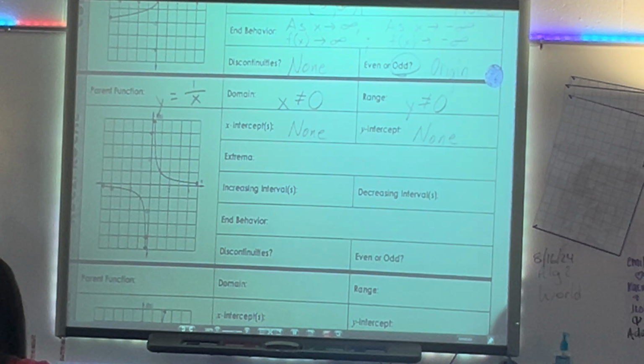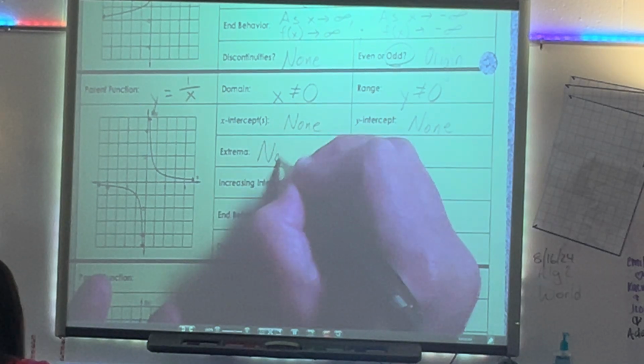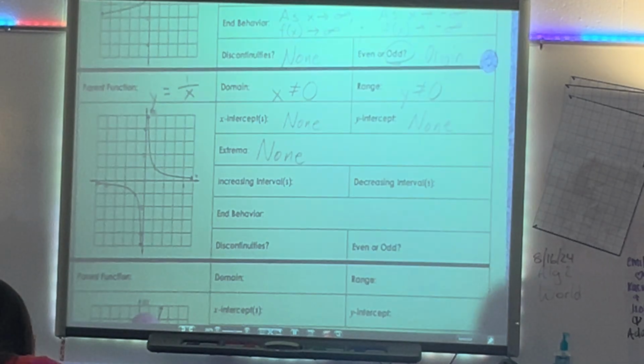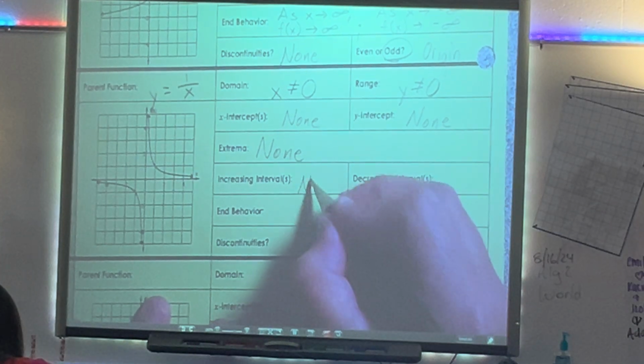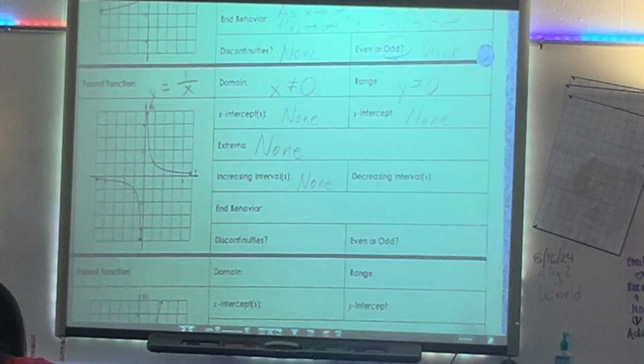Obviously, if we shifted that graph up, down, left, right, that would change that a little bit. There's no extrema. This particular graph does not increase at all. Are y'all okay on that one? Like this one does not increase at any time.